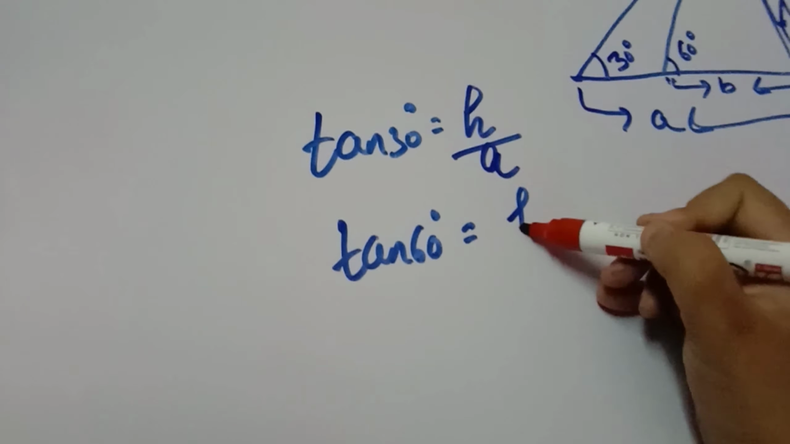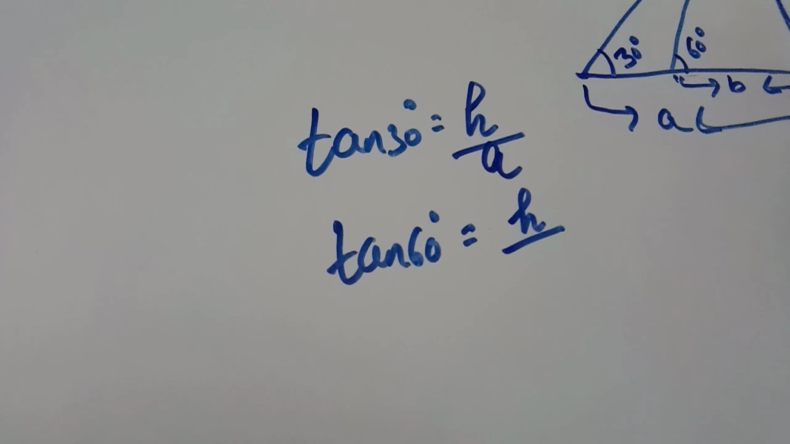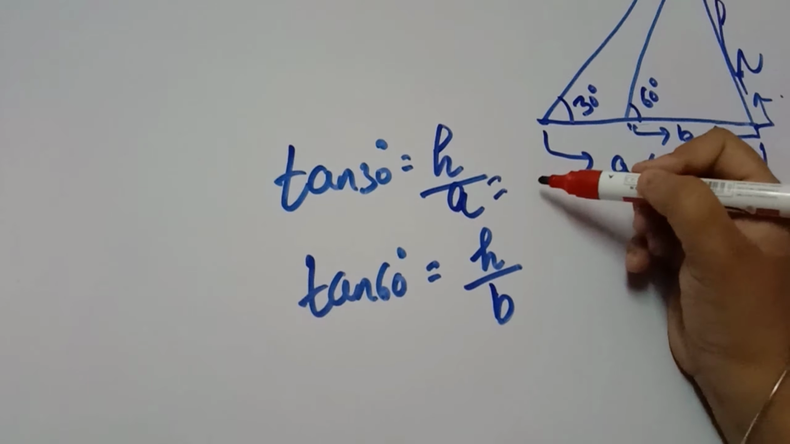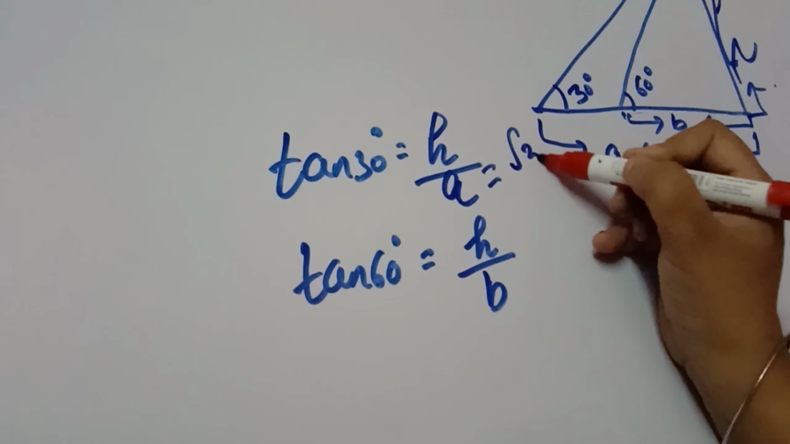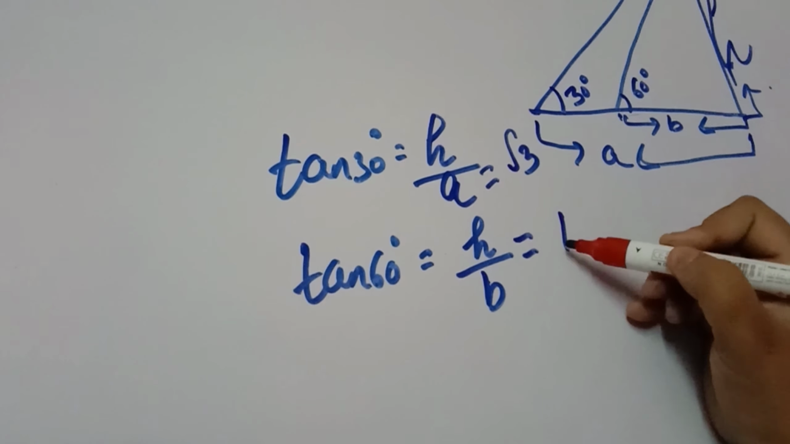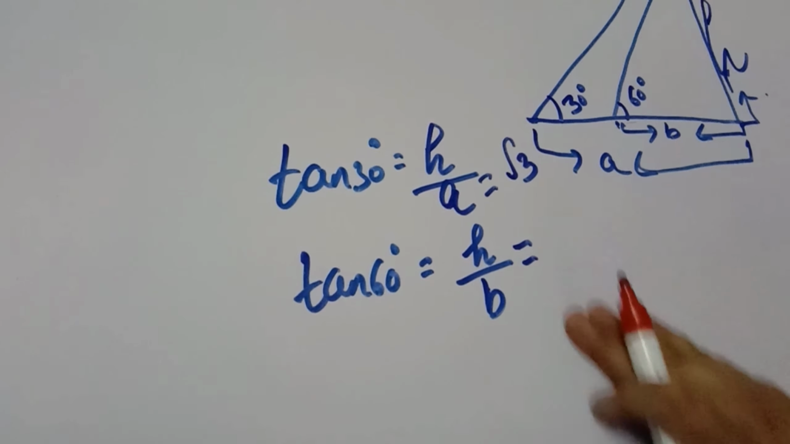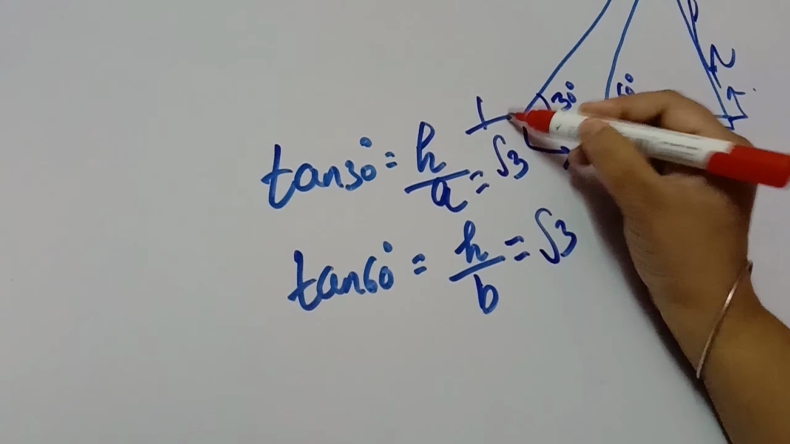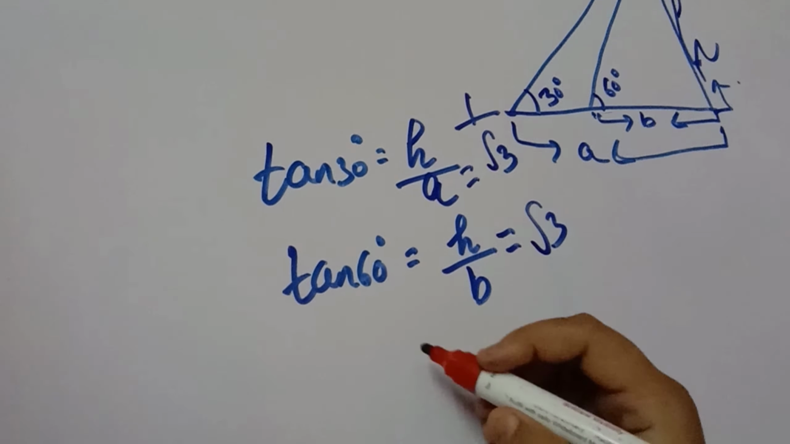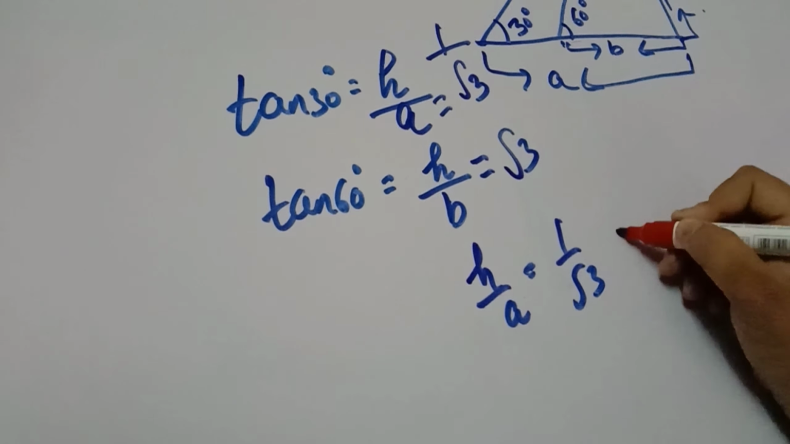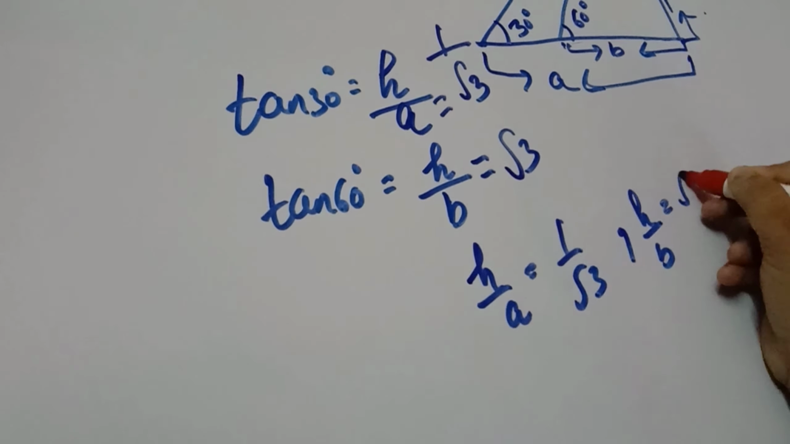tan 60 is again perpendicular over base. For 60 this is the base, so b will come. Now what is the value of tan 30? tan 30 is 1 over root 3, and tan 60 is root 3. Now h over a is coming 1 over root 3 and h over b is coming root 3.